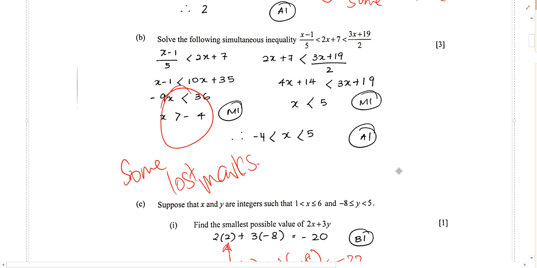Now, part B, solving simultaneous inequality. Some of you lost marks over here when you divided both sides by a negative number. When you divide by a negative number, the sign has to flip. A few people forgot about that, and therefore you lost marks. So x is supposed to be greater than negative 4, but it is less than 5. So it is bounded by negative 4 and 5, as shown over here, the last answer.